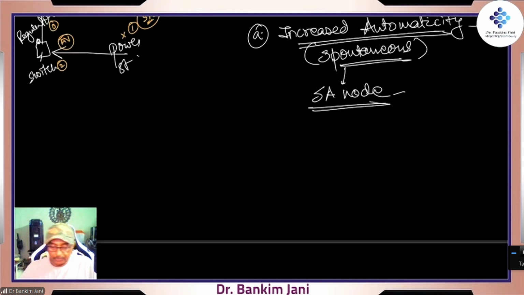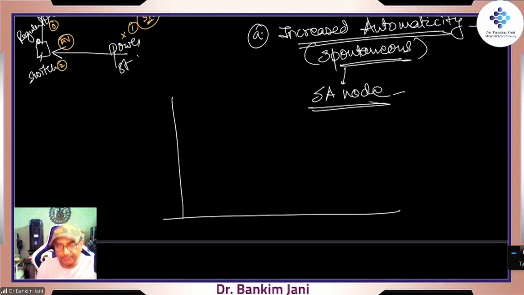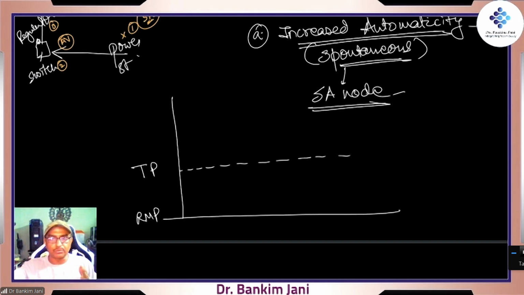Now in the SA node, just a small revision. What was really happening? There was a resting membrane potential, and we said that in this SA node no motivation is needed. So no pulse has to come from anywhere. No depolarization signal will come to make it beat. It is self-motivated, and that's why, let's say we draw the line over here, this is our threshold potential. That means if this level is reached, some channels are going to open.